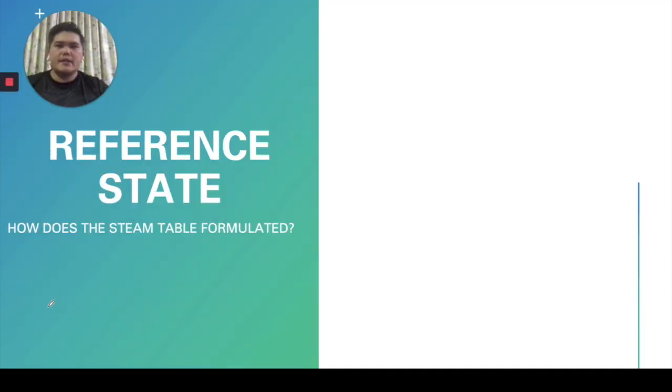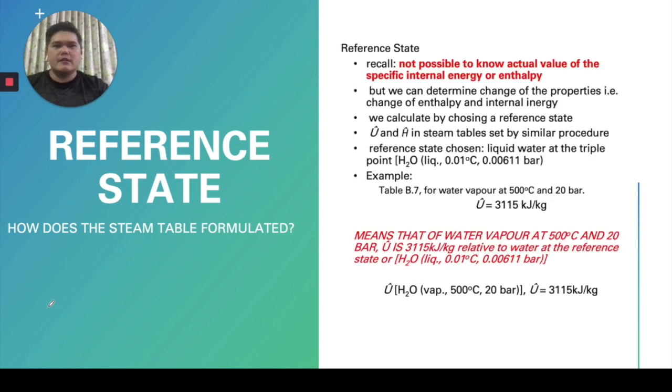When we want to perform the energy balance, we must refer to the reference state. And then we ask ourselves as well, for example, how was the steam table formulated? So the steam table that you have referred to earlier, how was it formulated? As I told you earlier, it is not possible to know the actual value of the specific internal energy or enthalpy, but we can determine the change of the properties.